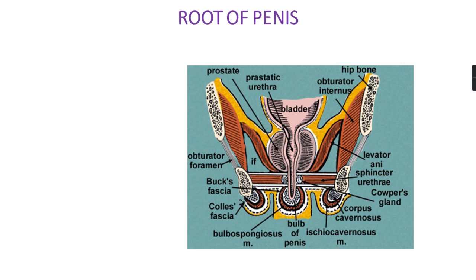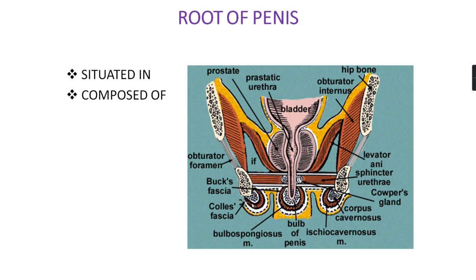Root of the penis. It is situated in the superficial perineal pouch. As we can see here, this is the root of the penis. It is composed of three masses of erectile tissue. These are two crura and this is the bulb.